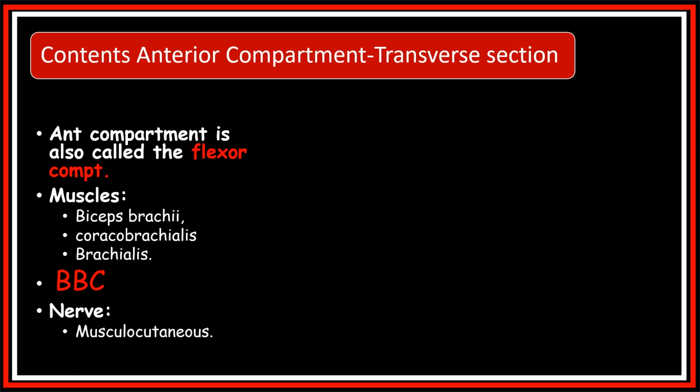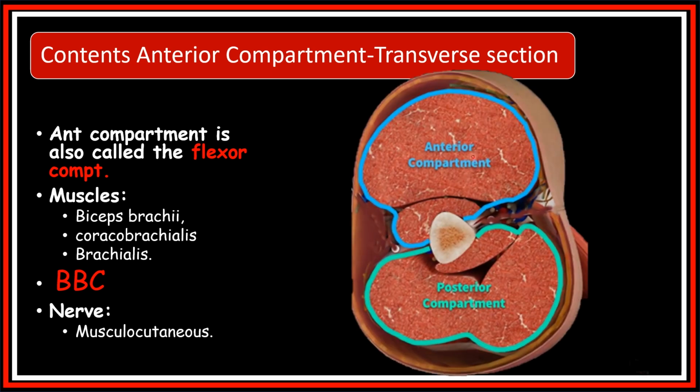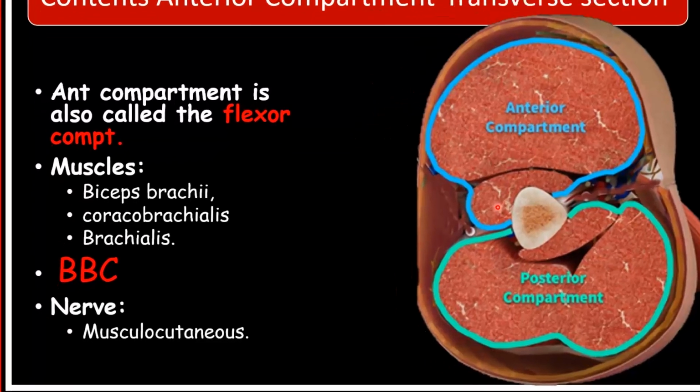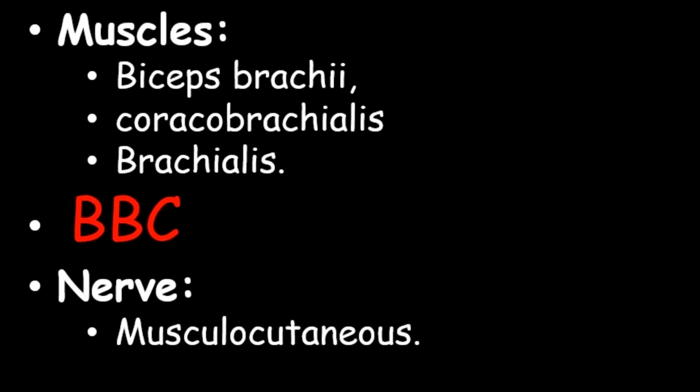Why is it called the flexor compartment? Because it is involved in flexion. All the muscles that we'll be discussing in this compartment are involved in flexion. And where is that compartment? We have this compartment. Now we have 3 muscles located in this region. They are the biceps brachii, the coracobrachialis, and the brachialis. We use this mnemonic BBC to help us remember them. What does B mean? Here is the first: biceps brachii, brachialis, and coracobrachialis.